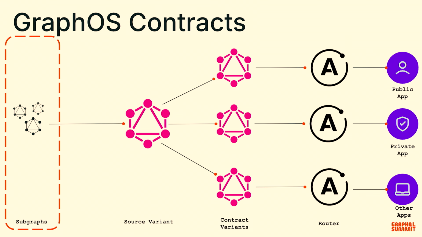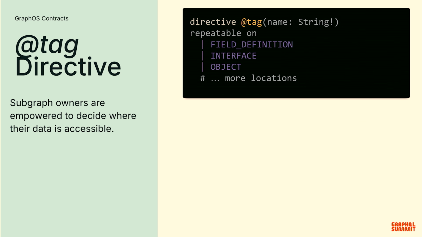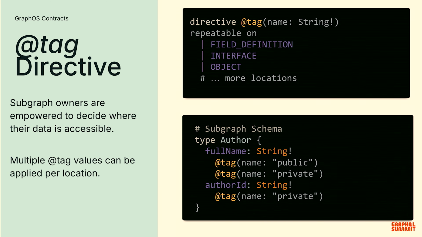Starting with the subgraphs on the left-hand side here. So at the subgraph level, contracts are driven by the tag directive. The tag directive actually empowers subgraph owners to decide where specific fields in their graph should be visible or queryable from. And multiple tags can be applied per location. And in this example here, the author type has the full name field, which is tagged with public and private, so you can apply multiple. And then the author ID field only has the private tag.